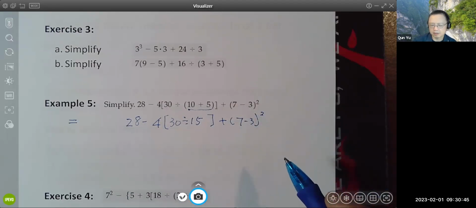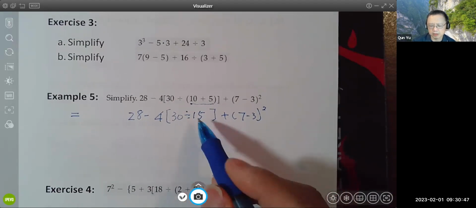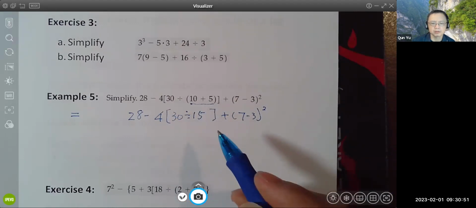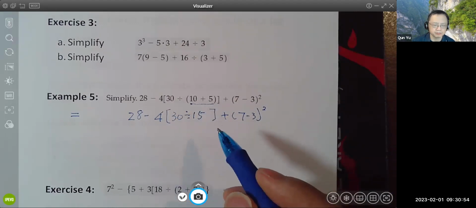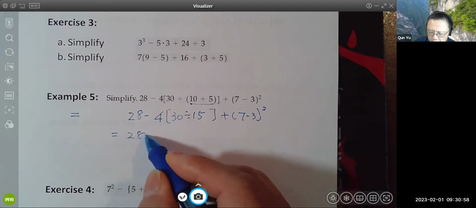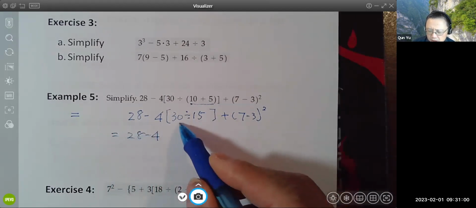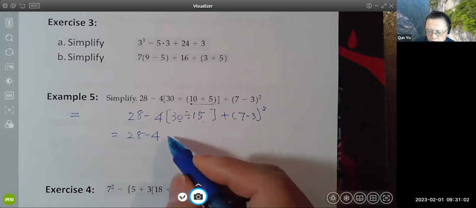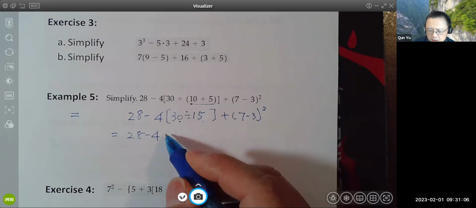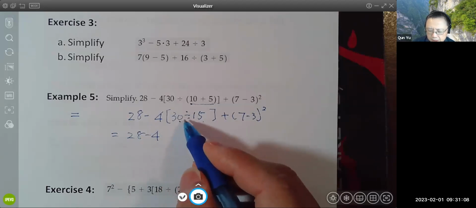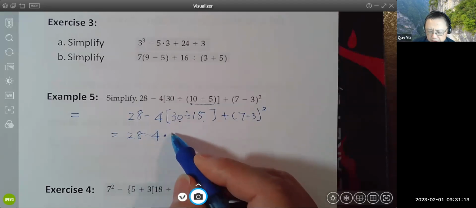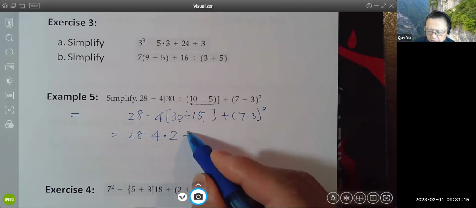And next step, we want to do division first because this operation is inside this grouping symbol, which has the highest priority. So equals 28 minus 4. I copy everything else and do this division. The result is 2. At this point, you can still use this grouping symbol. You can just choose not to use it because there's only one number left. In between is multiplication. And I copy the rest.